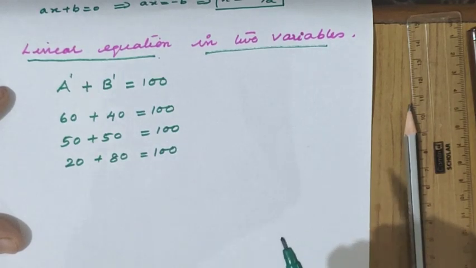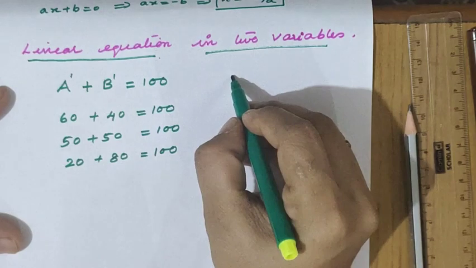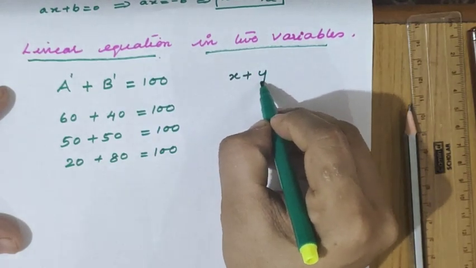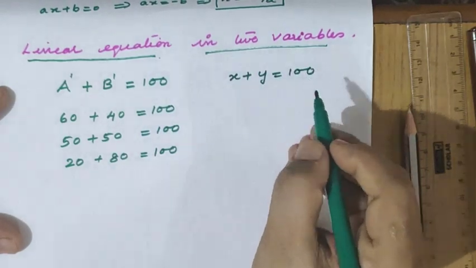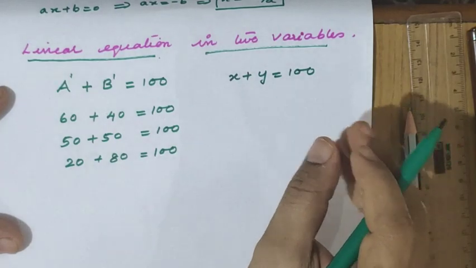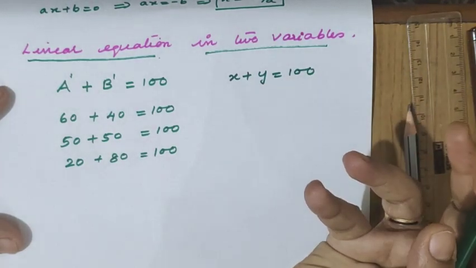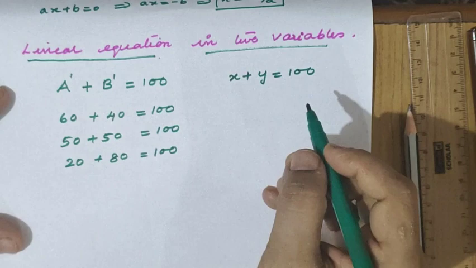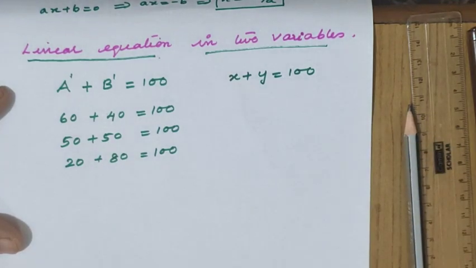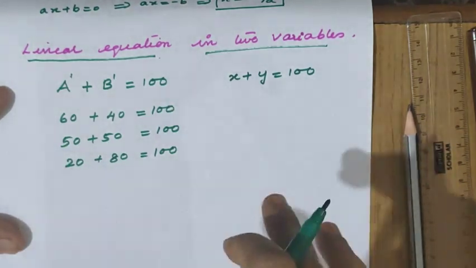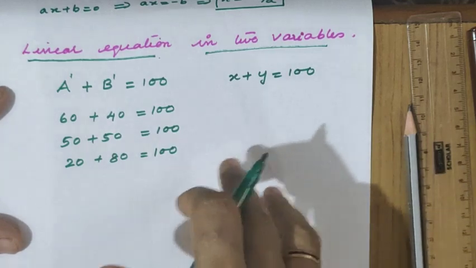Now this way I can write the same sentence in our normal way: x plus y equal to 100. Now it is very familiar to you that the sum of two variables is equal to 100 only, because when x and y are written, it is a customary practice, because it is our usual practice to use these variables.